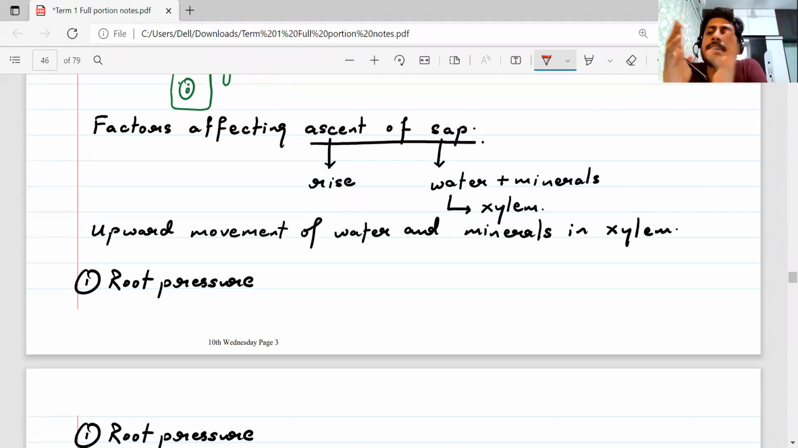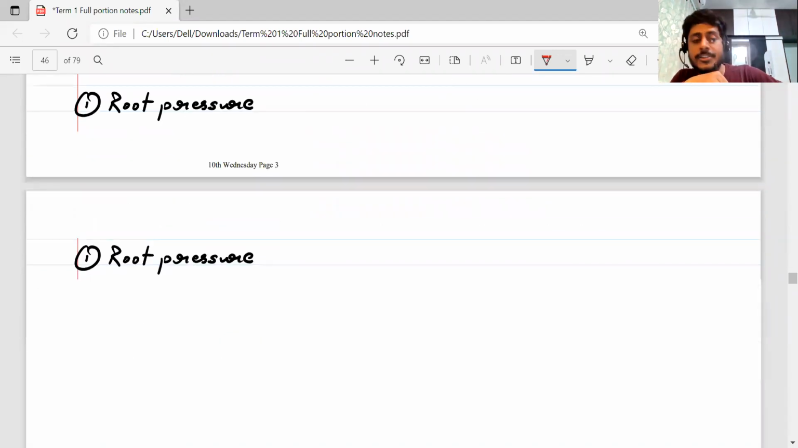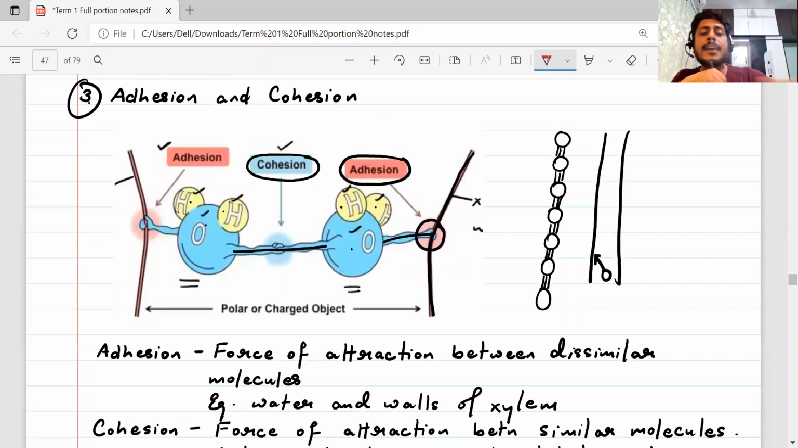Ascent of sap happens because of many things, one of which is root pressure, which we just discussed. The second is transpirational pull, which is that suctional force which is created due to transpiration. The third is adhesion cohesion. You can see the adhesion cohesion image.